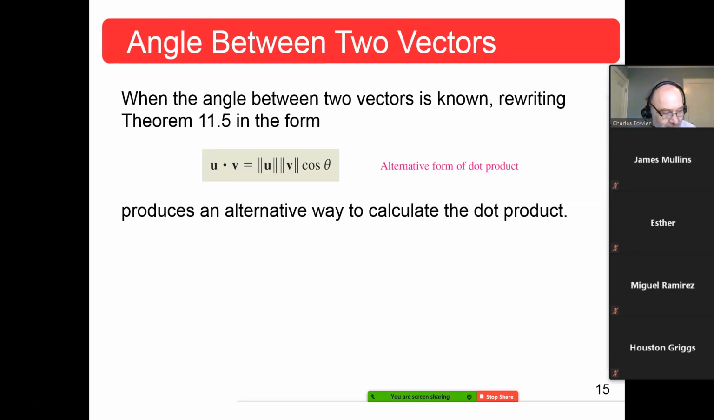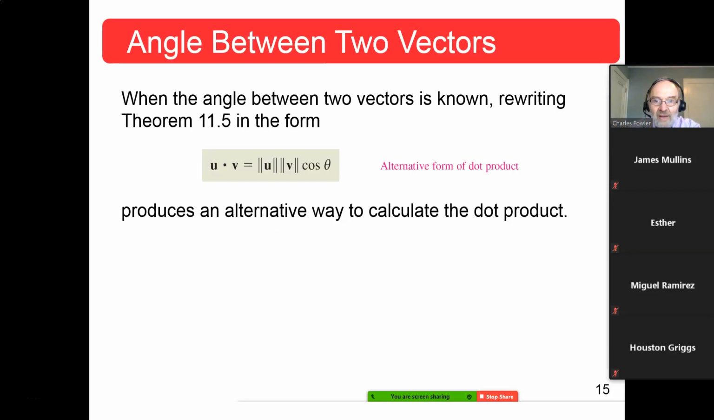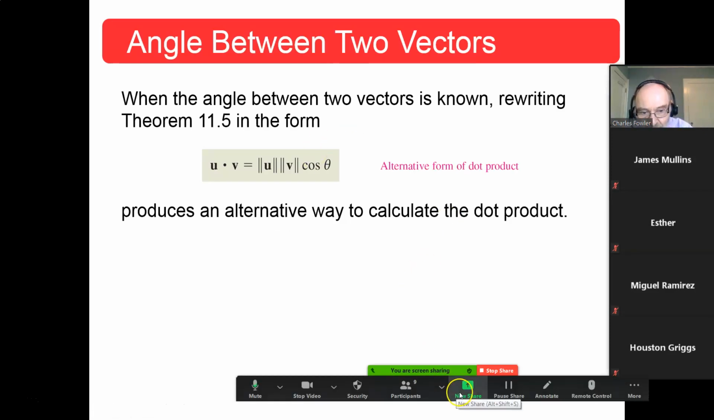No guarantee though. So there's your alternative way to calculate a dot product. I bet example 3 is going to use that. Oh, but they don't do example 3, do they? So I guess we will have to. Let's go to the whiteboard.